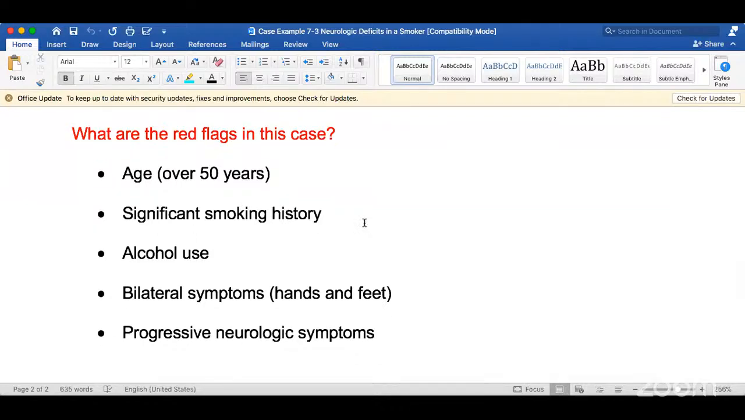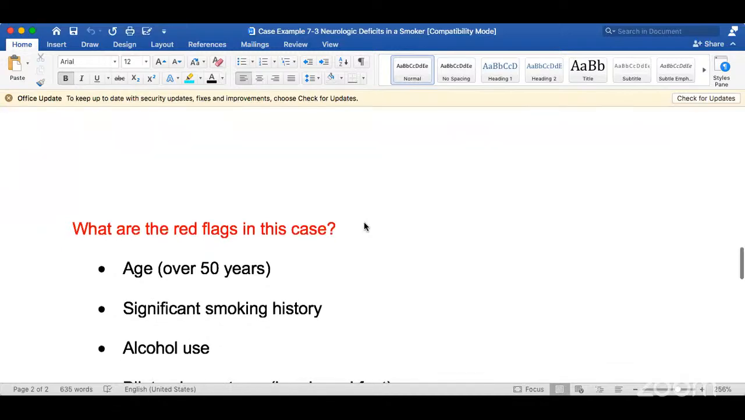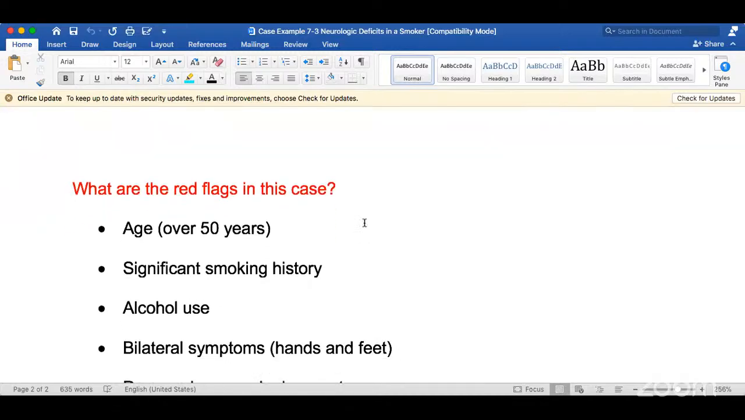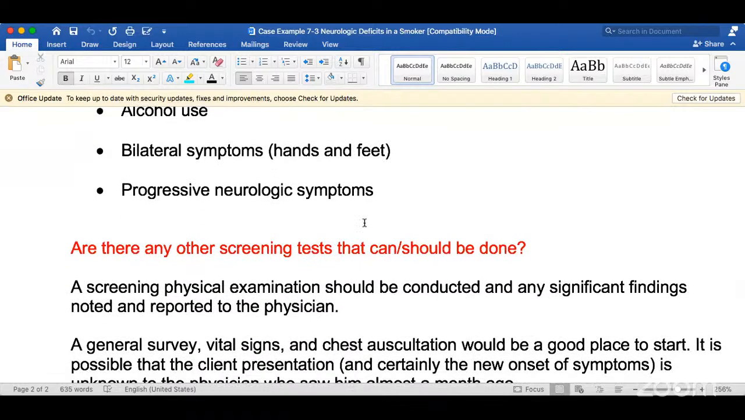So then progressive neurological symptoms. All this put together forms a red flag. And that is what this is saying as a neurological condition. Then are there any other screening tests that can or should be done?